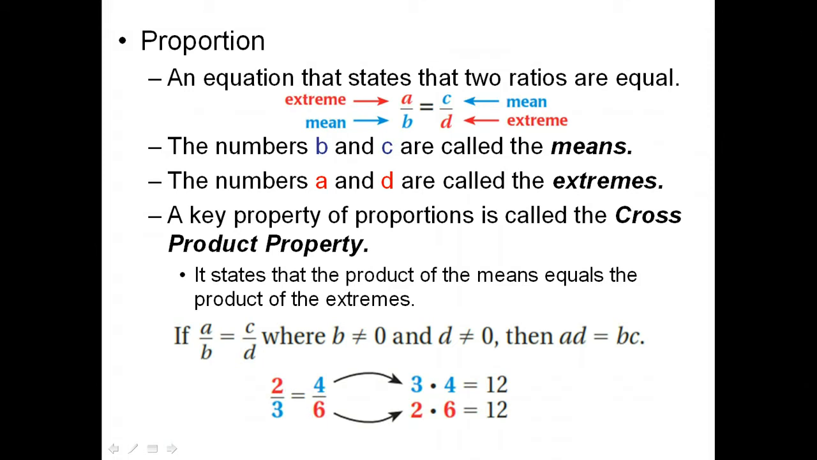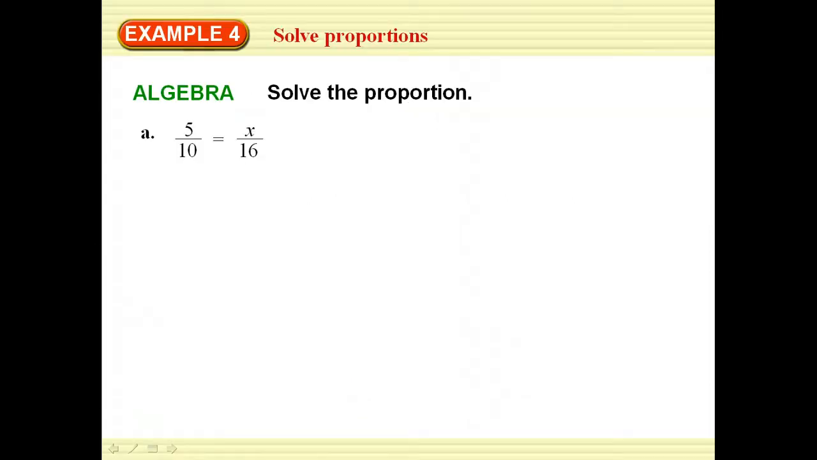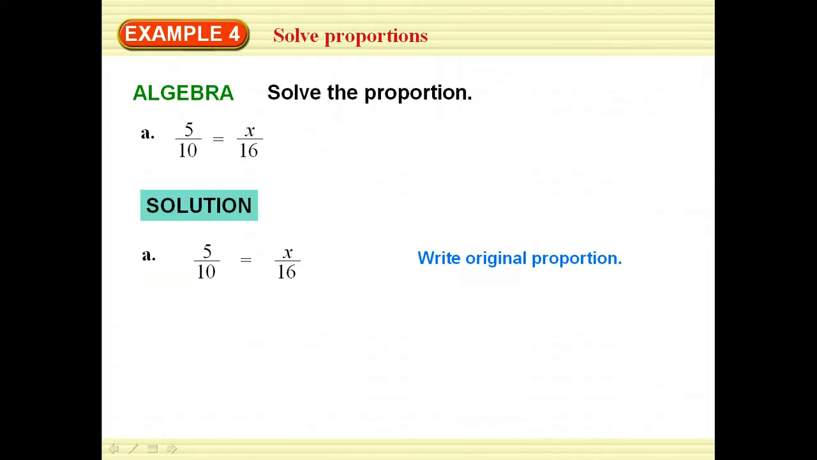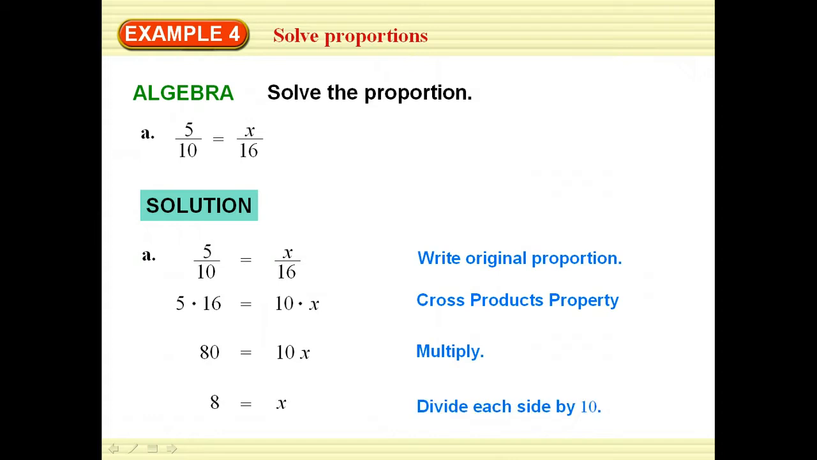In terms of numbers, you can check to see that things are proportional. 2/3 is proportional to 4/6 because 3 times 4 is 12 and 2 times 6 is also 12. So to solve this proportion, what I would do is simply use my cross product rule, write the proportion, do the cross products. 5 times 16 is 10 times x, so 80 is 10x, and x is equal to 8.